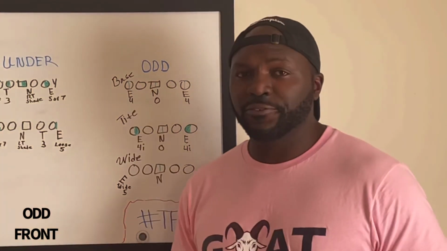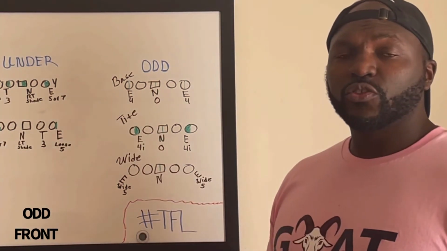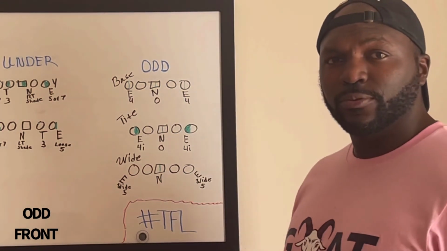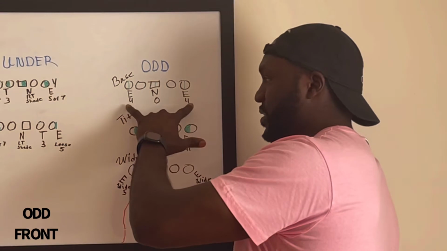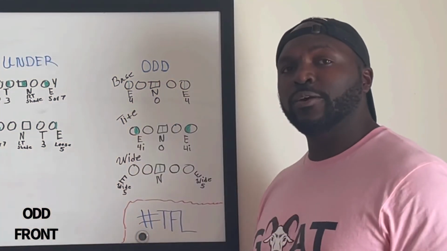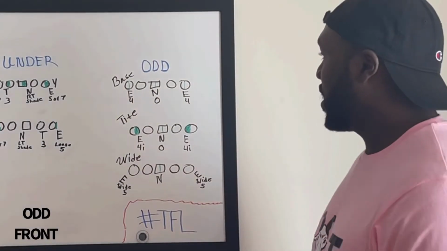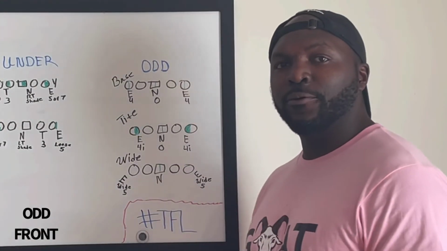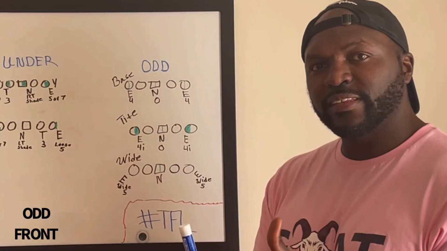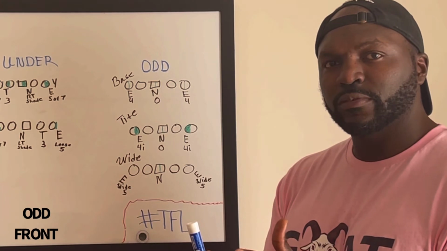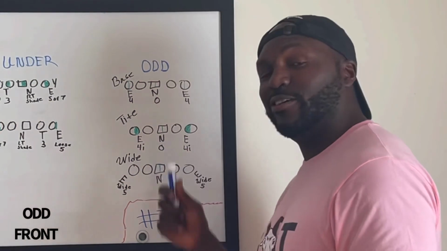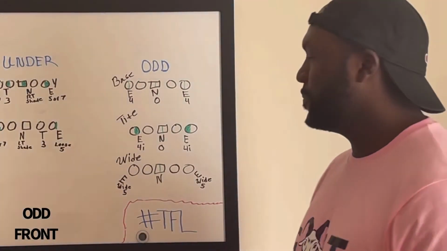In the base odd front, you have 2 defensive ends aligned head up over the tackle in a 4 technique. Like I said at the beginning, your nose tackle is in a 0. In the tight front, now your defensive ends move from head up on the offensive tackles to the inside shoulder of the offensive tackles in a 4-eye. And your nose tackle is still in the 0.